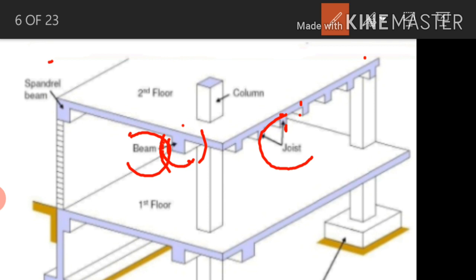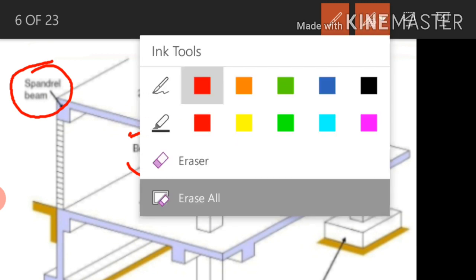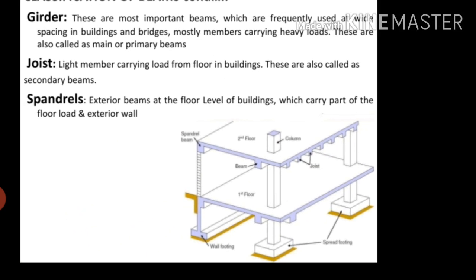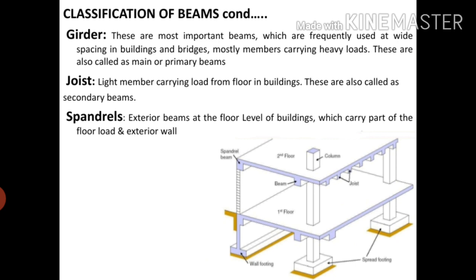And one more name for the beam is a spandrel beam, generally provided at the exterior end of the building at floor level. So exterior beams at the floor level of a building which carry a part of the floor load and exterior wall are called spandrel beams. Joists: light members carrying a load from the floor in buildings. These are also called secondary beams. Then the main beam, girder.